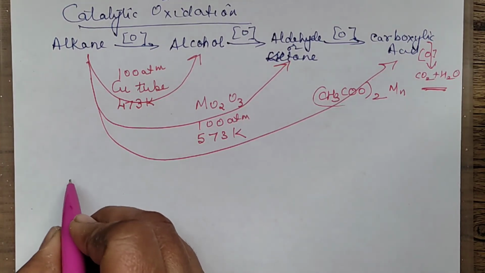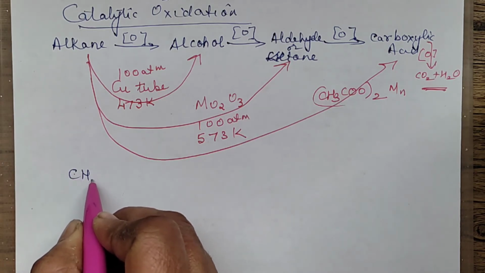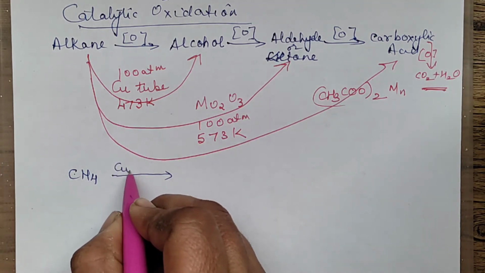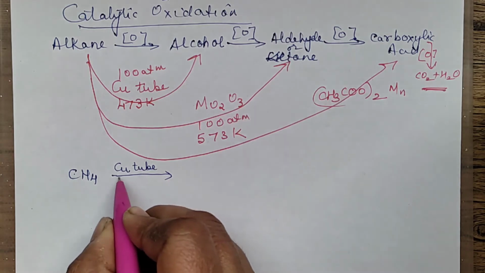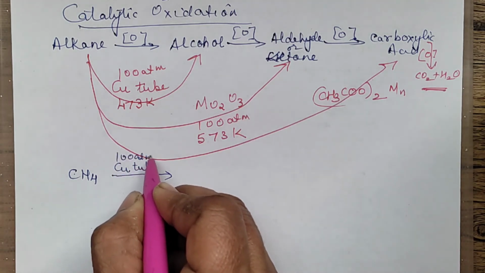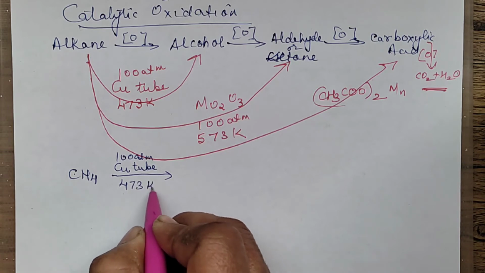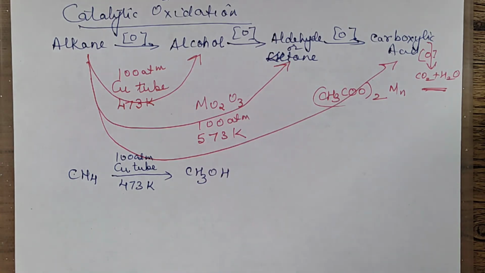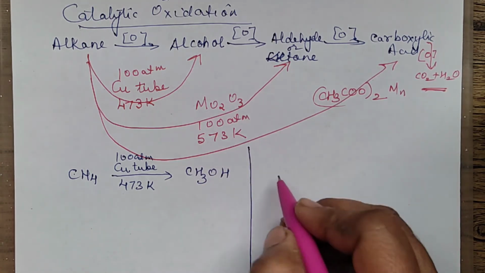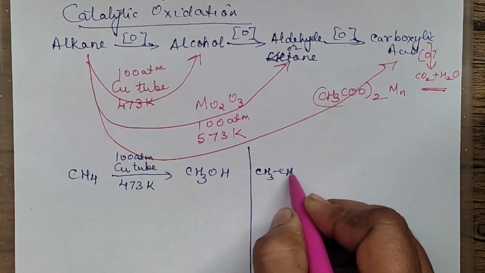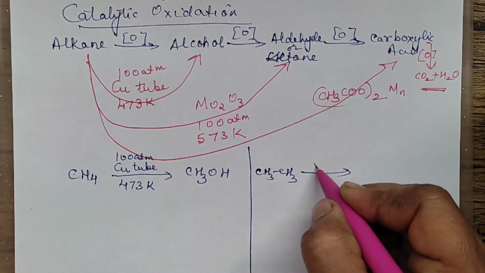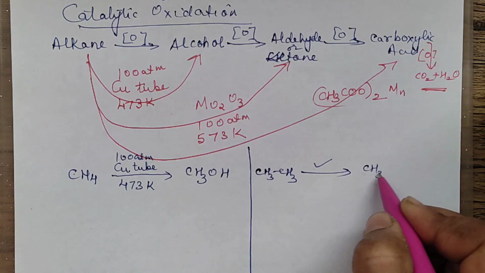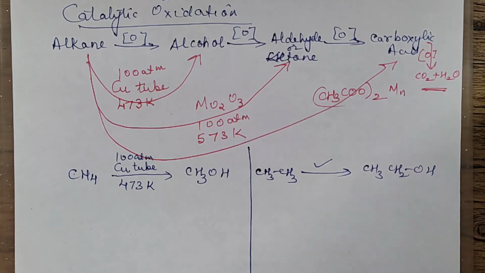Suppose you have here, say, methane, right? And the question says you carry out the oxidation in the presence of copper tube and you have 100 atmosphere and you have 473 Kelvin. You will be writing alcohol, means you will be writing one carbon alcohol. If correspondingly you were given, instead of methane, ethane in the presence of the same oxidizing agent, copper, 100 atmosphere and this temperature, you will be getting 2 carbon alcohol, that is ethyl alcohol will be obtained, right?